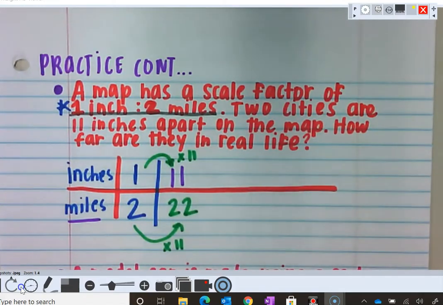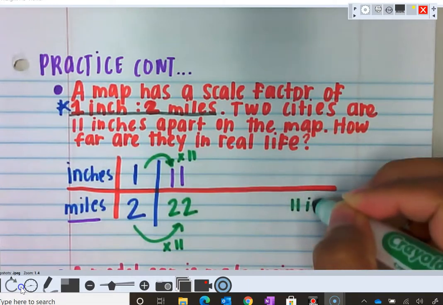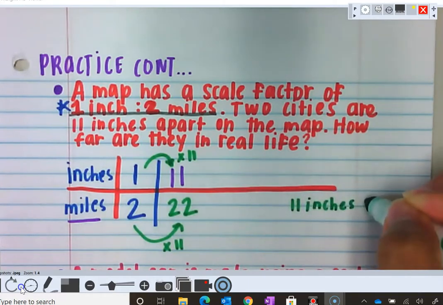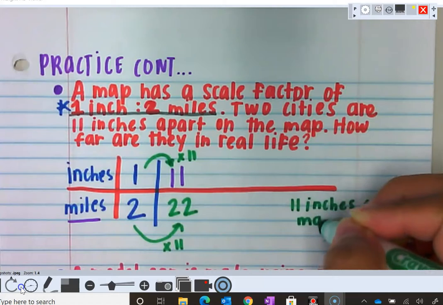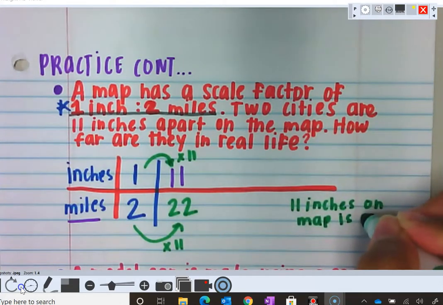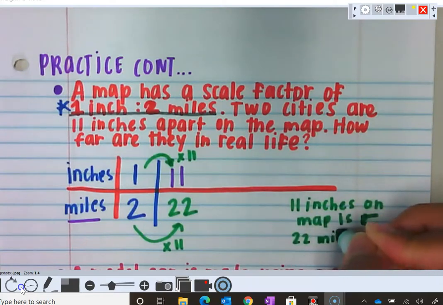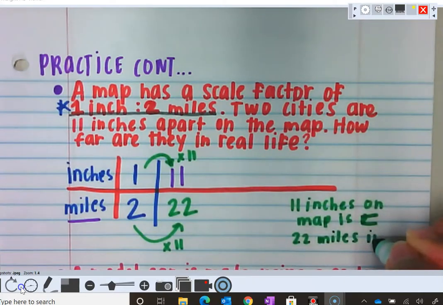So as we can see, 11 inches on the map is equal to 22 miles in real life.